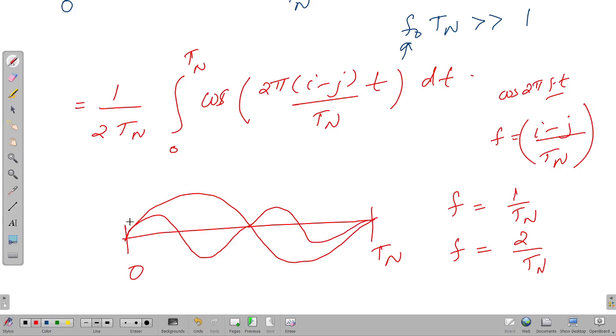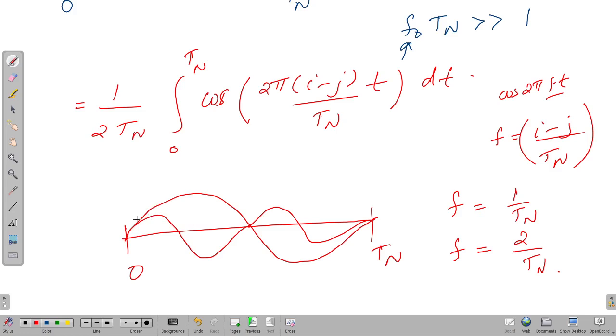Okay, so the frequency of this wave is 2 divided by Tn. It is twice that of the wave having a frequency of 1 by 2n. What if it is 3 by 2n? You will have 3 cycles in this range 0 to Tn. So whatever the case, you will have equal positive and negative half cycles.